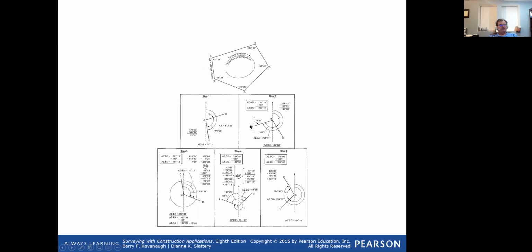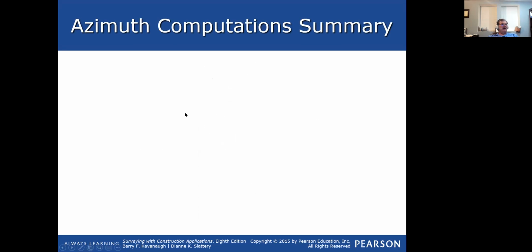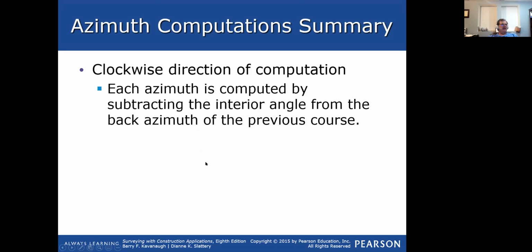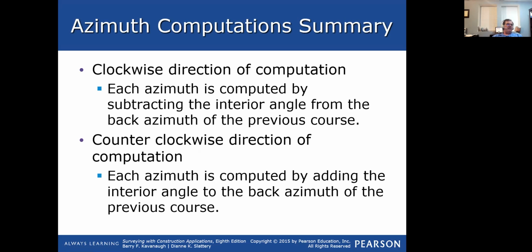Here's a survey. It's the same thing that was done with the angles and the distances, and it was done in azimuth, so it's not that much different, not too big a deal. Here's what it talks about with azimuths. We have clockwise directions to compute them. Each one is computed by subtracting an interior angle from the back azimuth, just like we said, a reverse, and then you measure your angle.